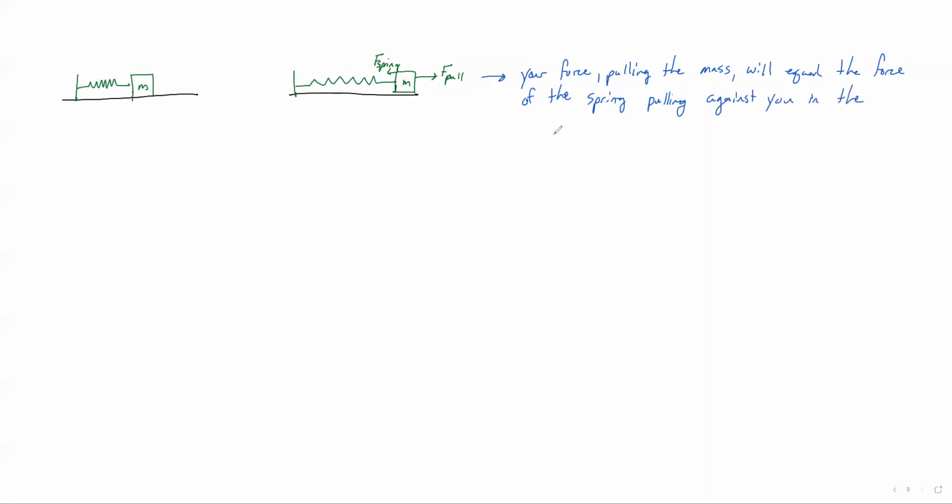Okay. So what you find in this case is that your force pulling the mass will equal a force of the spring pulling against you in the opposite direction.